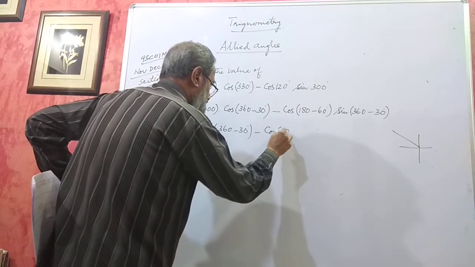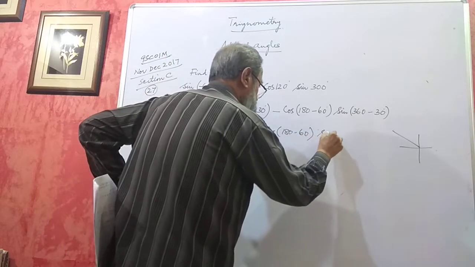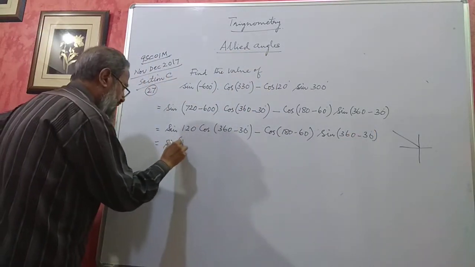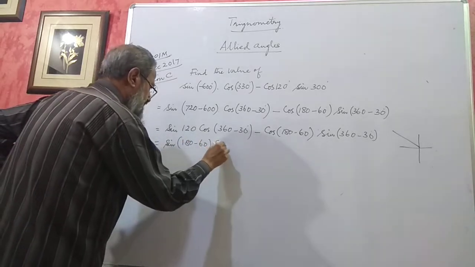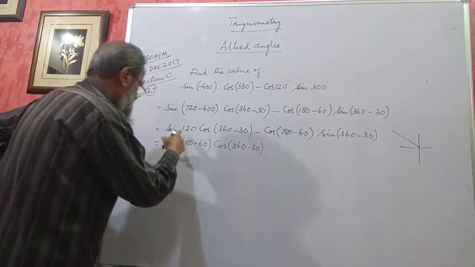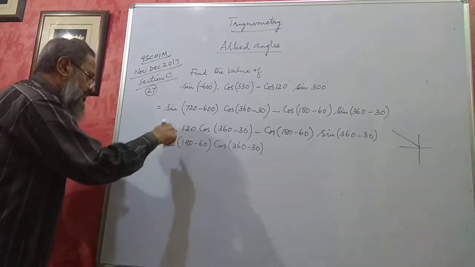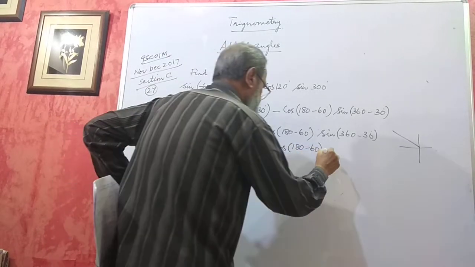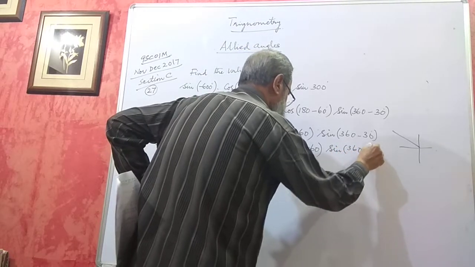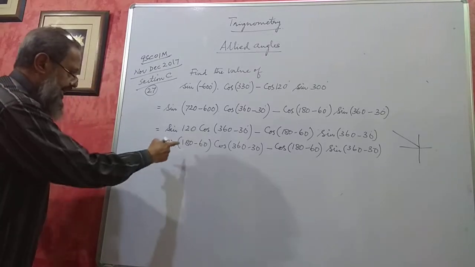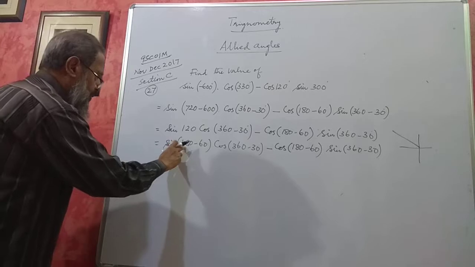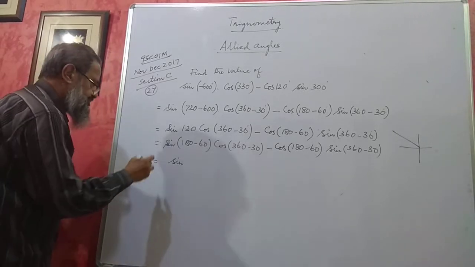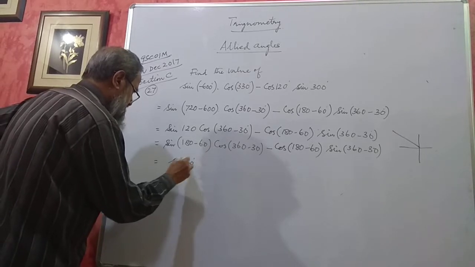minus cos of 180 minus 60 into sine of 360 minus 30. Now this 120 can be written as 180 minus 60. It can also be written as 90 plus 30, but I would prefer 180 minus 60, because with 180, sine will remain sine only. 180 minus 60 means second quadrant, so it becomes sine 60 degree.